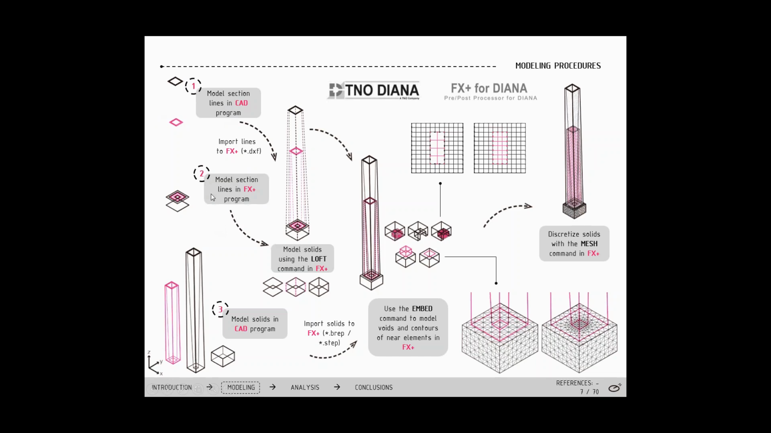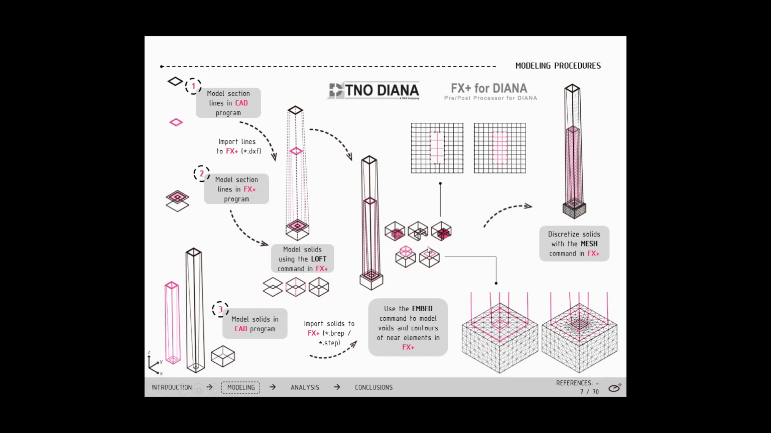This strategy requires a better understanding of the software. These two options require the use of the different tools and Boolean operations that FX Plus provides to generate the solids, for instance, the loft command. The third choice is to import the solid elements from a CAD program to FX Plus. This procedure is effective when a 3D model of the structure has already been built.